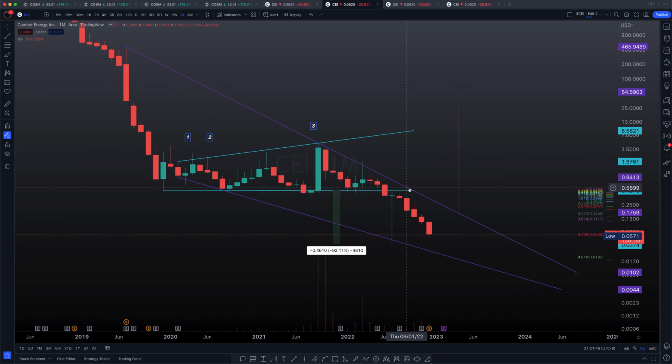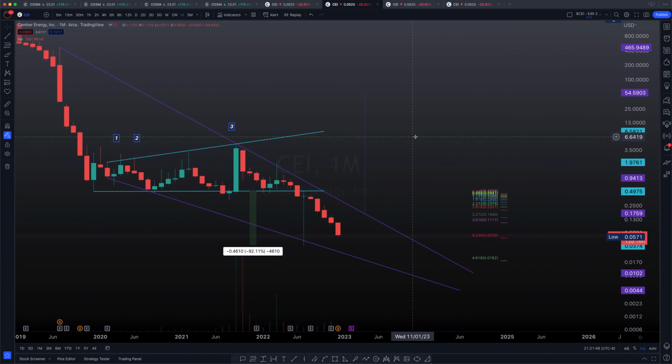Now, another thing to know is that usually these falling wedges or triangles in general tend to break out when we're about 70% to the apex. So we're arguably about 65% of the way. So it doesn't mean that it can't break out here. What I'm trying to say is that they usually tend to break out around 70-75%.